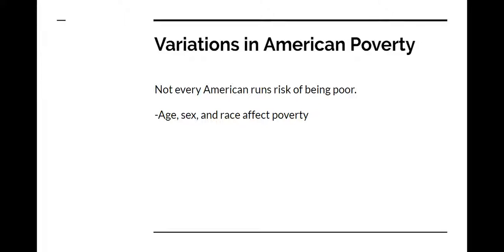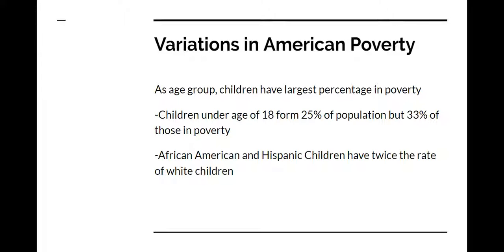Variations in American poverty. Not every American runs an equal risk of being poor. Characteristics such as age, sex, race, and ethnicity affect poverty. As an age group, children have the largest percentage in poverty. Children under age 18 form 25% of the population, but they represent 33% of those living in poverty. Not all children have an equal likelihood of being poor. The level of poverty among African American and Hispanic children is more than twice the level among white children.